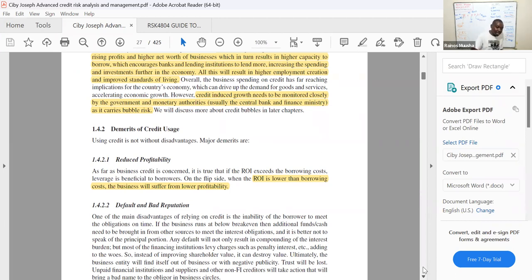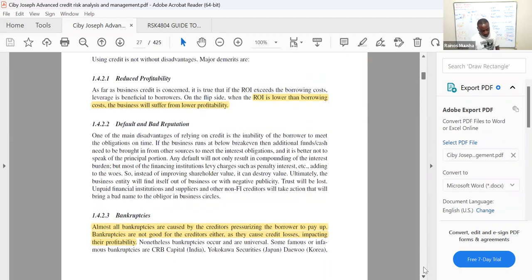But the flip side of that would be the problem of credit as well. Like what I said previously, if you go and borrow money from a loan shark at 25% interest, and you take that money and buy groceries, what does that mean? Your rate of return on investment is going to be zero, but at the same time, the cost of borrowing is going to be 25%. So when your return on investment is less than the cost of borrowing, it basically means that your profitability is going to be reduced, which means you're going to be in a far worse situation than you were previously, before you took out this loan.